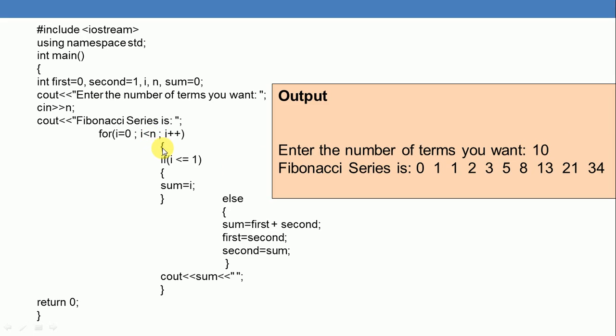So where does it go? It enters inside the loop now. Now it checks for the I value. Is I less than or equal to 1? No, my I value is 2. So 2 is not less than or equal to 1. Where does it go? Yes, it goes to the else part now.